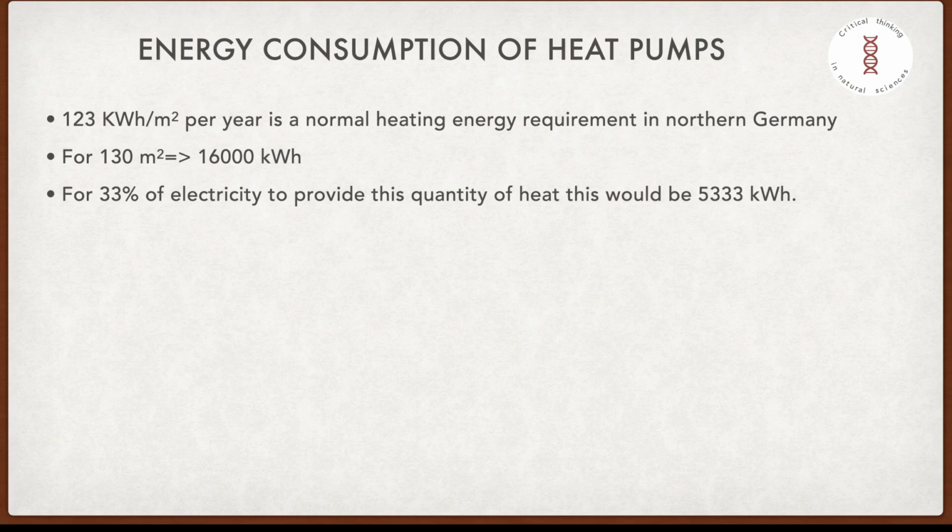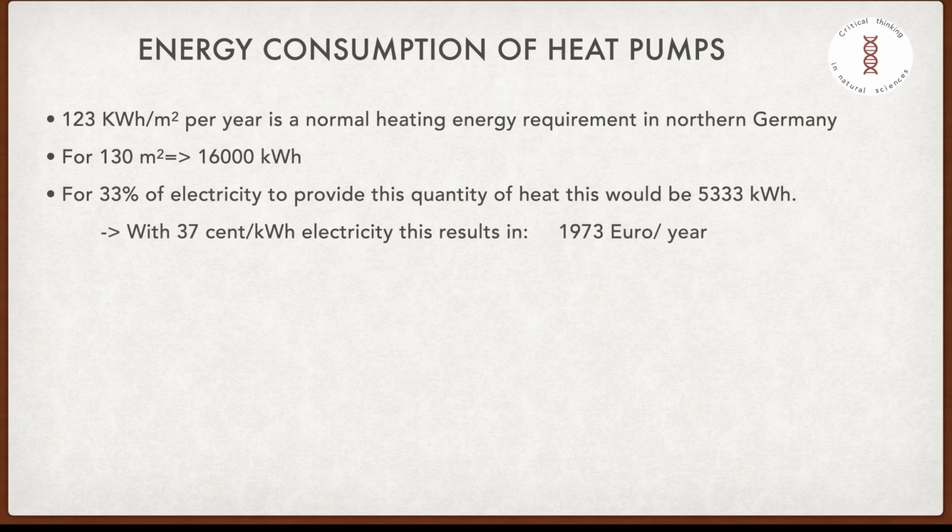If we need 33% of electricity to provide this quantity of heat by a heat pump to transport the heat from outside to inside, this would result in 5,333 kilowatt hours we have to put into this system over the year. With a price of 37 cents per kilowatt hour of electricity, this results in €1,973 we have to spend for the year.